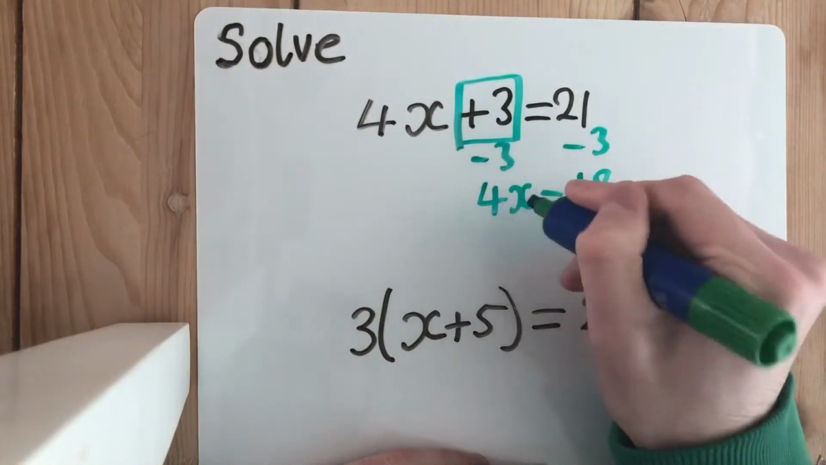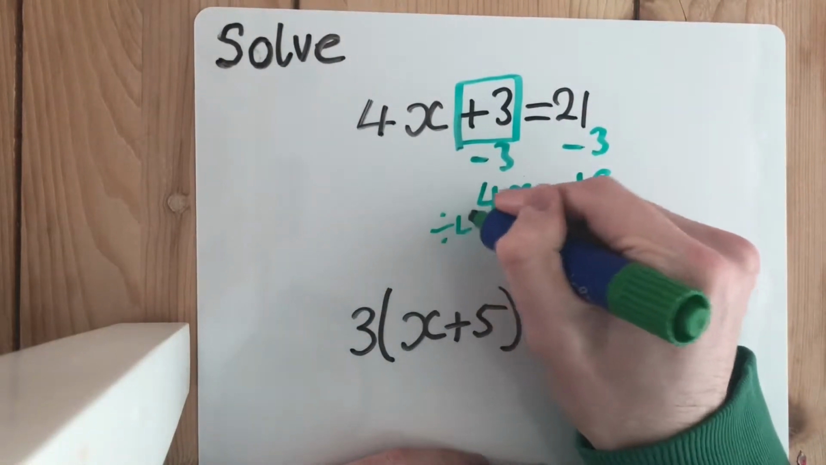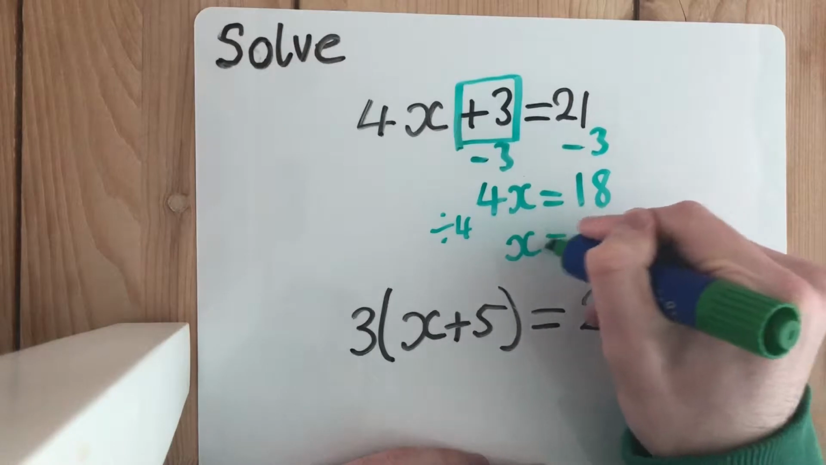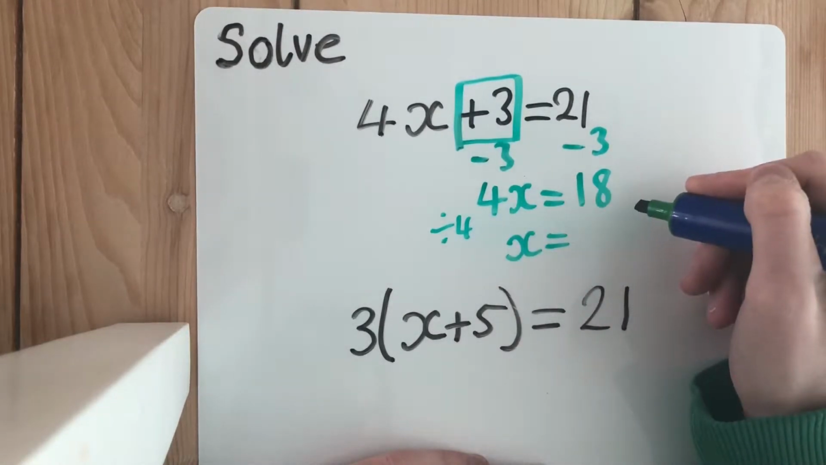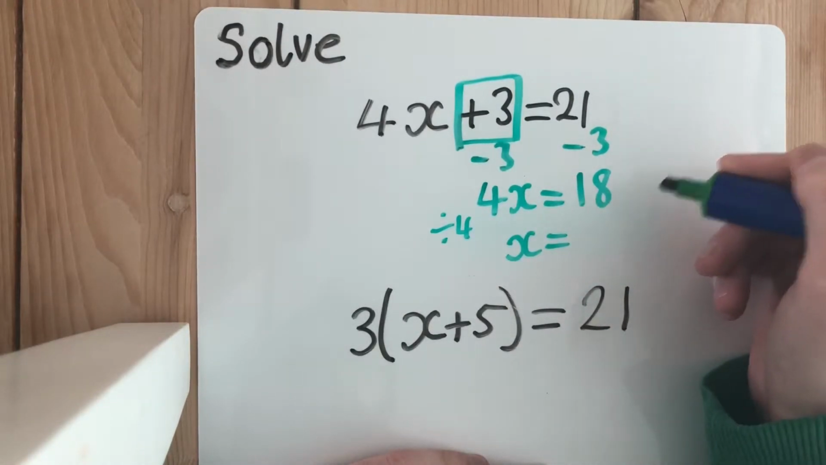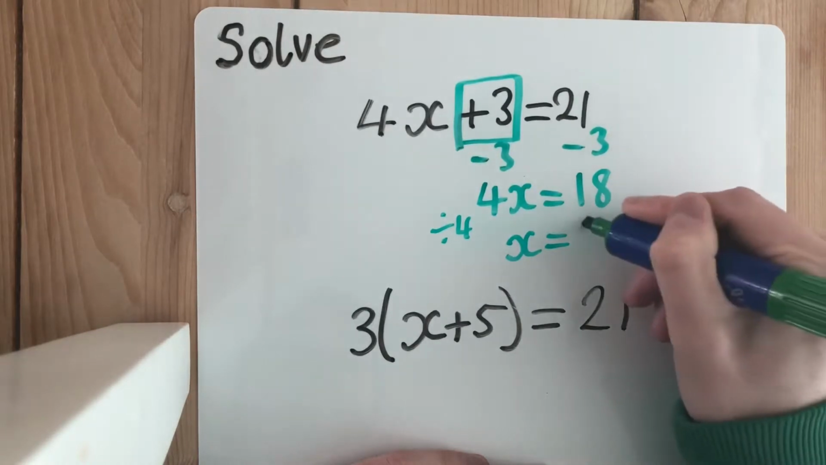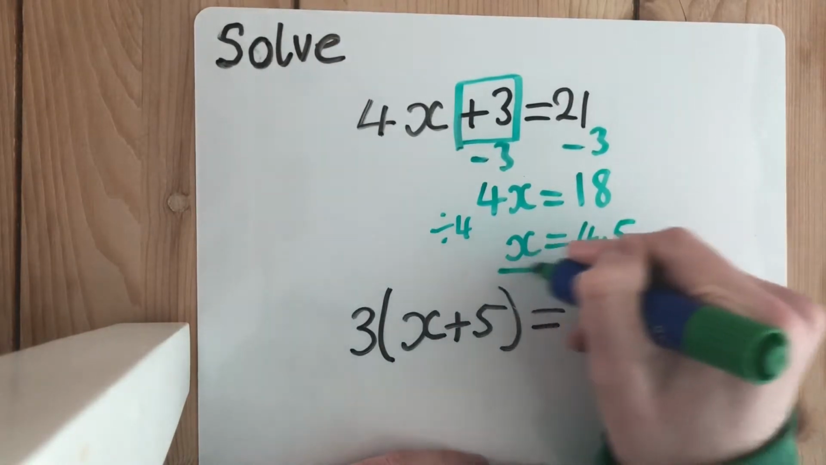Next step is I don't want to know 4x, I want to know 1x. So I need to divide by 4. That leaves me with x. And then 18 divided by 4. Well, when you divide by 4, you half it, then half it again. So 9, then 4.5. And that's your answer.